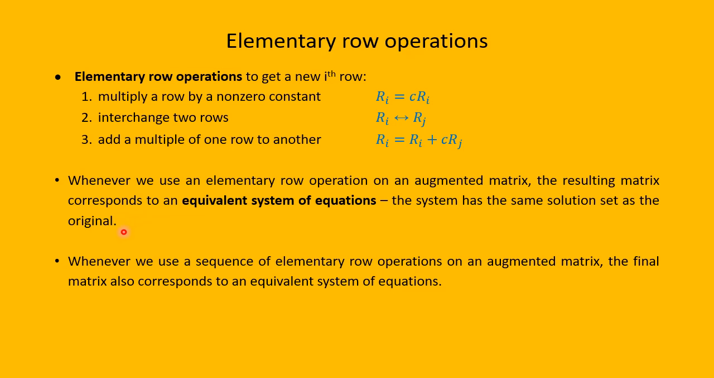So, whenever we use a sequence of elementary row operations, one row operation after another on an augmented matrix, the final matrix also corresponds to an equivalent system of equations. So we can do quite a bit of transformations on a matrix using these elementary row operations in order to get it into a matrix where it is very easy to see what the solution set has to be.